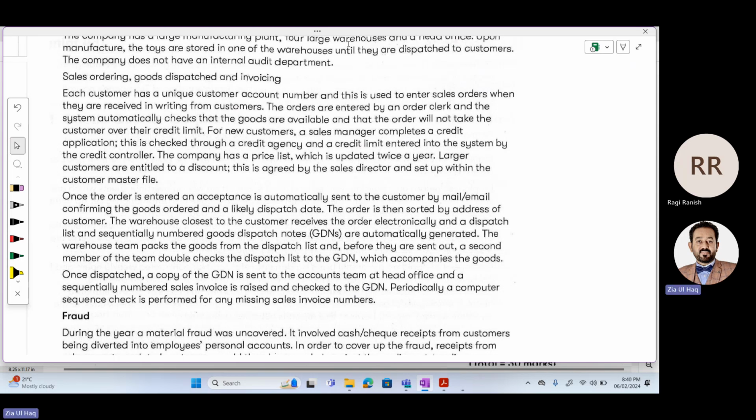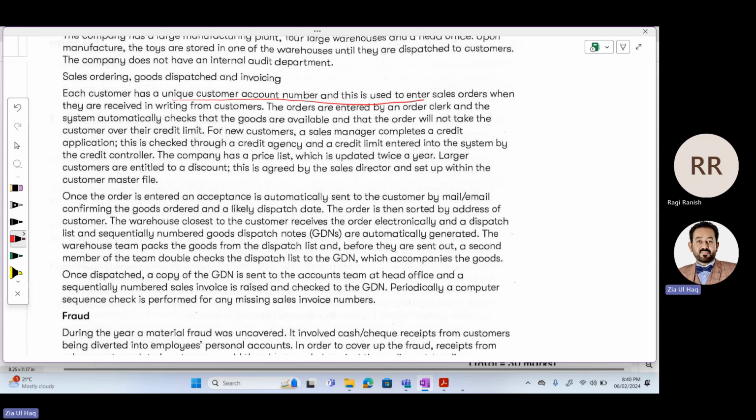So first, what is a good control? The company is receiving orders from its routine customers having a unique customer account number. Obviously, their ledger will be in the system. So this is a control. But we need to see whether orders are accepted from customers who have a customer number or not.